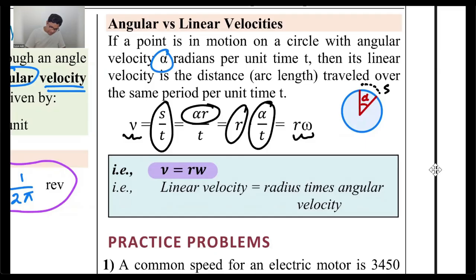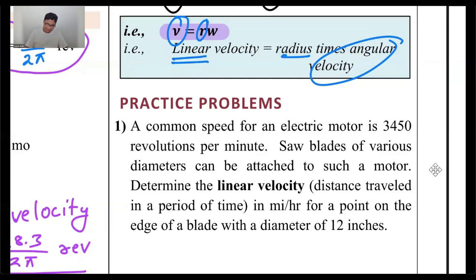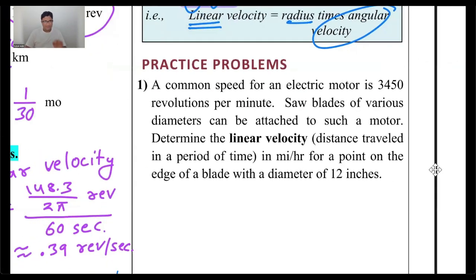That is the linear velocity, which is V, radius times the angular velocity. So the connection between linear and angular is that the linear velocity is radius times angular velocity. That's the concept we wanted, and we can immediately do some problems. A common speed for an electric motor is 3450 revolutions per minute. Like maybe when you buy a motor, it will have specifications, right? The angular speed is that.